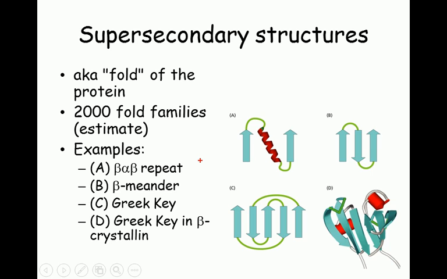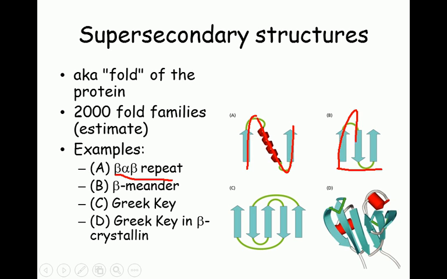All right? And if you can take your protein and figure out which of these folds it will fall into, then you have a better chance of predicting the overall structure. Okay, so that's the idea behind the effort that goes into classifying these different folds. All right, some examples of these folds are beta alpha beta repeats. So you have a beta sheet, two beta strands separated by an alpha helix.